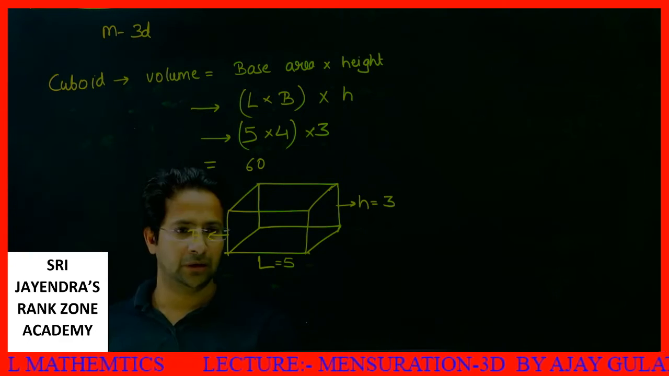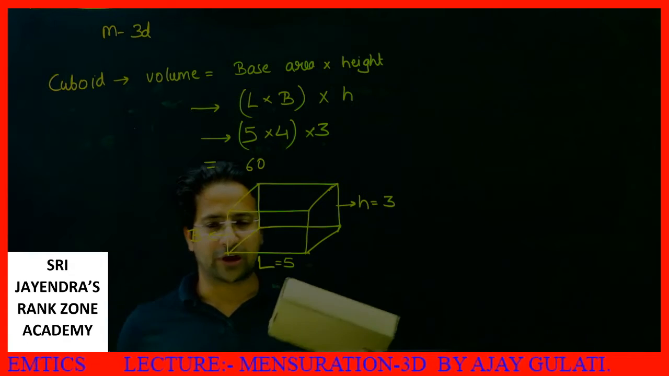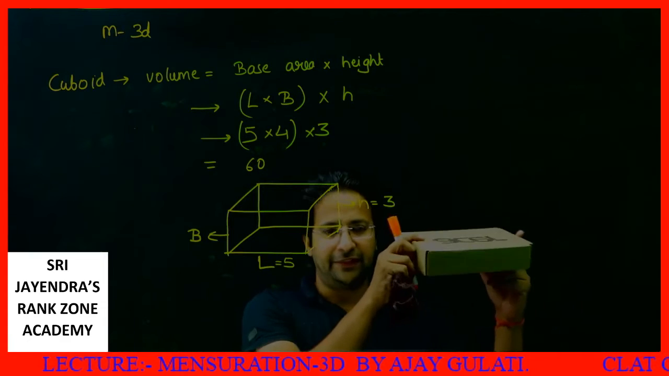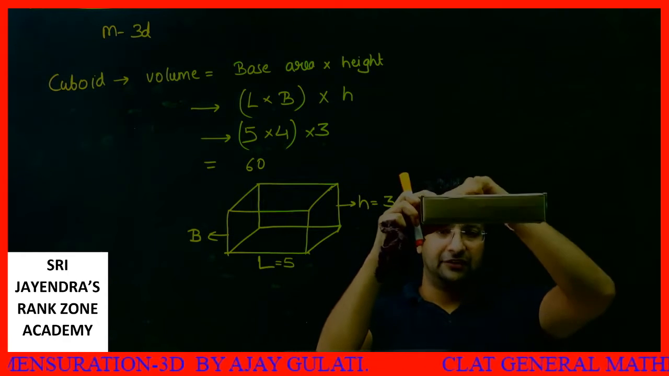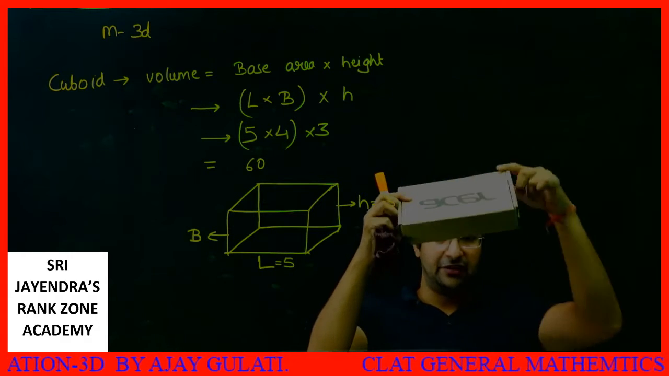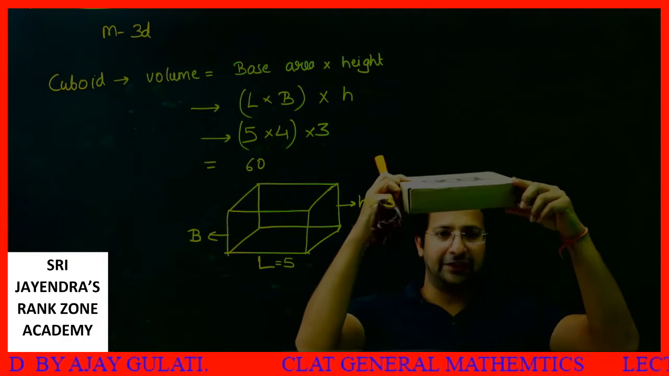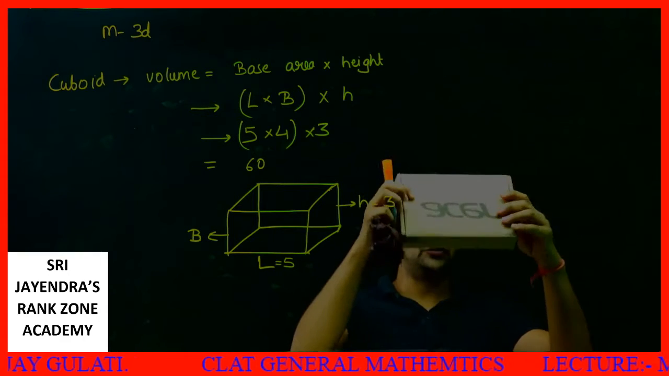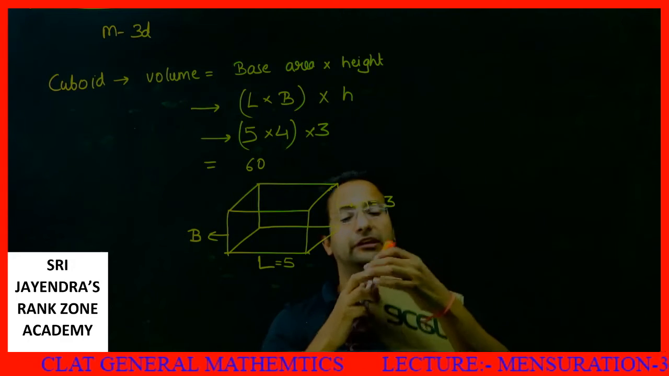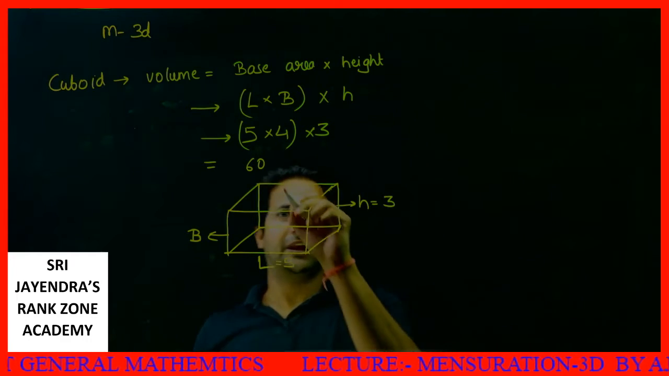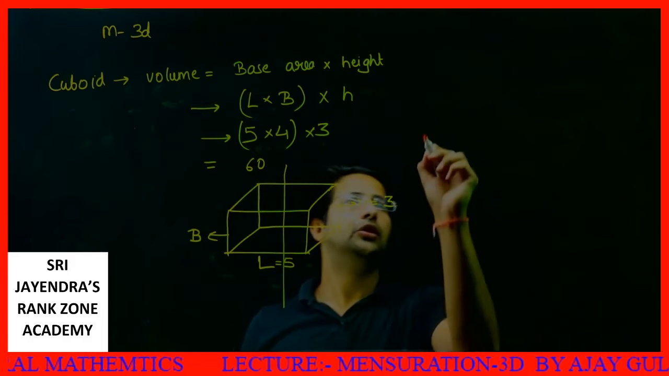Students, it will be more convenient this way if I show you the actual figure and then I cut it off. Let's say this is a box which I have. Suppose this side is 5, this side is 4, and the height is 3. If I cut it from here, exactly half, then what will be the new total area?